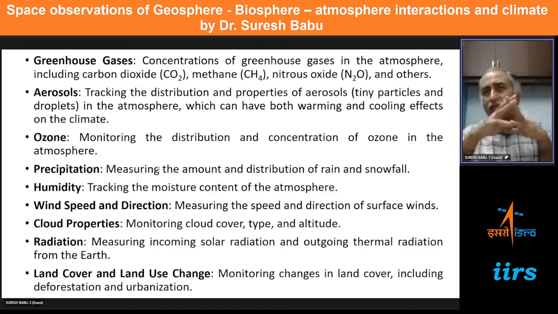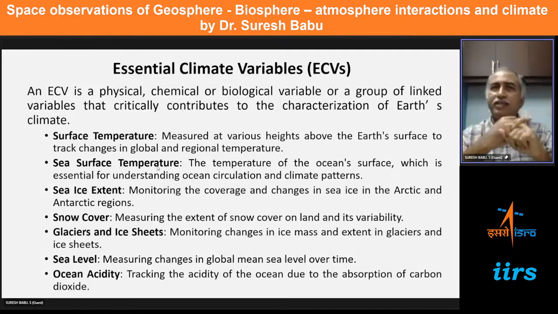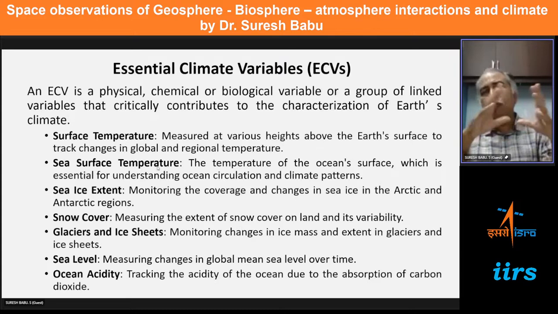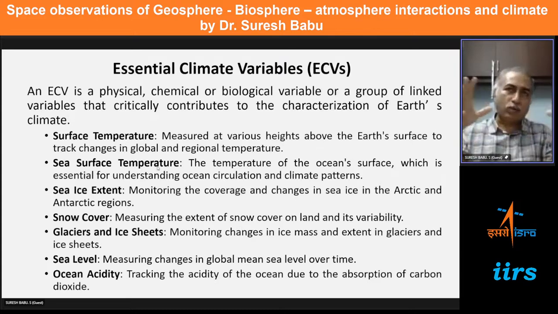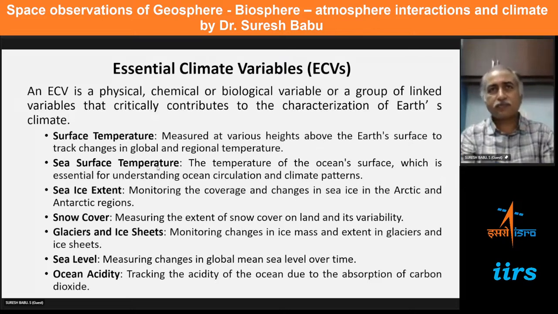But one important thing is that when we talk about the climate, all these essential climate variables cannot be measured using a single technique or single platform. No single satellite can do it. We have to have a chain of satellite observations, both our ISRO satellites as well as international satellites, working together to address this in a holistic way. And the international scientific community is putting a lot of effort in this direction.